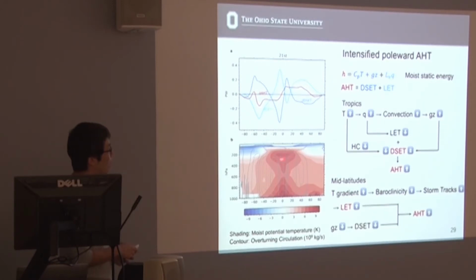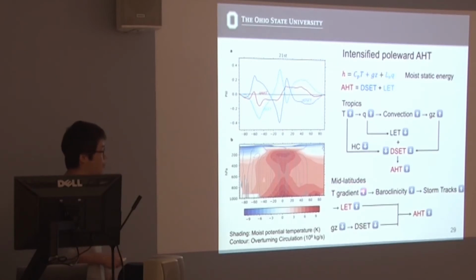The increased dry static energy is advected by the mean Hadley circulation, and therefore leads to intensified dry static energy transport. But at the same time, since q increases, we have more equatorward latent energy transport. And under global warming, we know that the Hadley circulation will also weaken. So the weakened Hadley circulation will also reduce dry static energy transport. When we combine all these factors together, we found it is dominated by the increased dry static energy, therefore leading to intensified poleward atmosphere heat transport in the tropics.